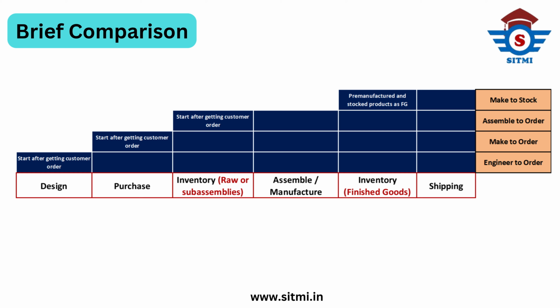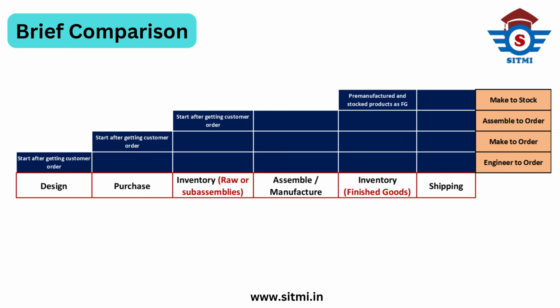In make to order, purchasing of raw material starts only after getting a customer order. Once that purchasing is done, it is then stocked or kept in the warehouse, and then it is used for assembly or manufacturing purposes, and then the stock of finished goods gets ready, which is then shipped to the customer. So the delivery lead times are a little more in make to order as compared to assemble to order and even make to stock.